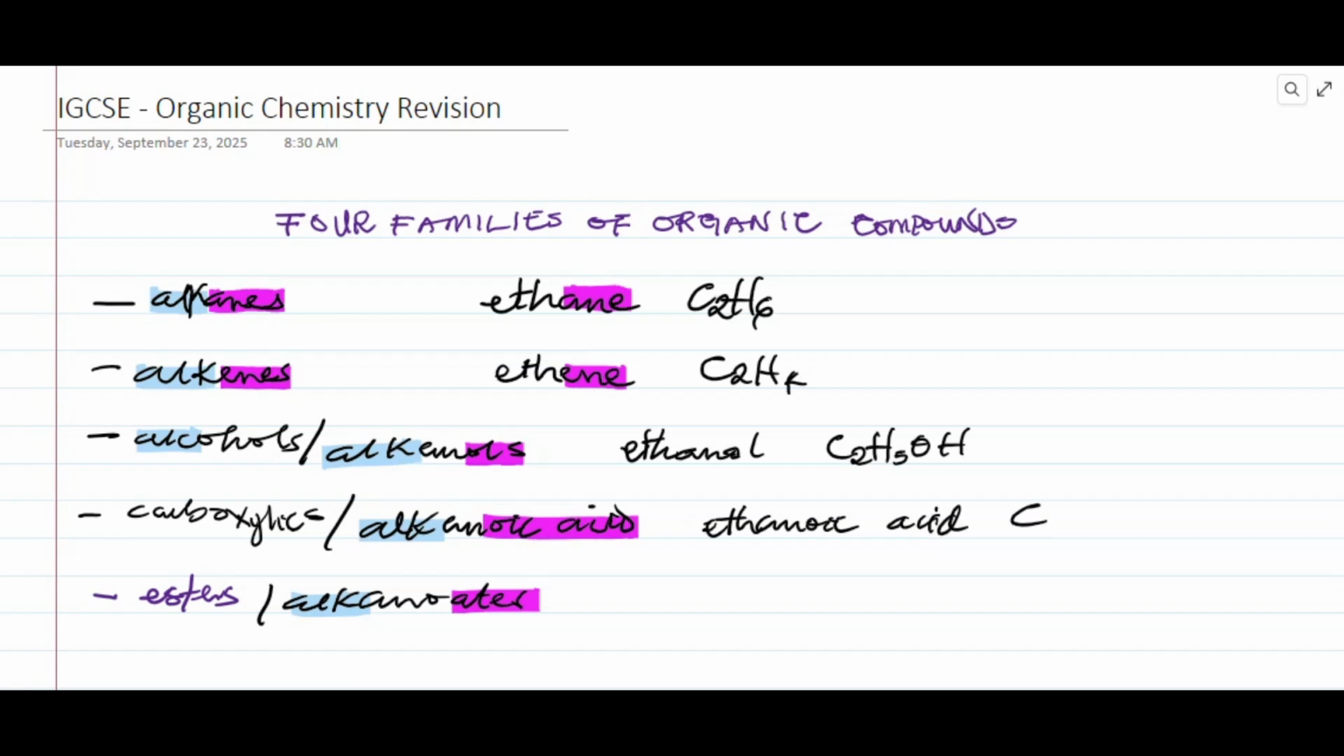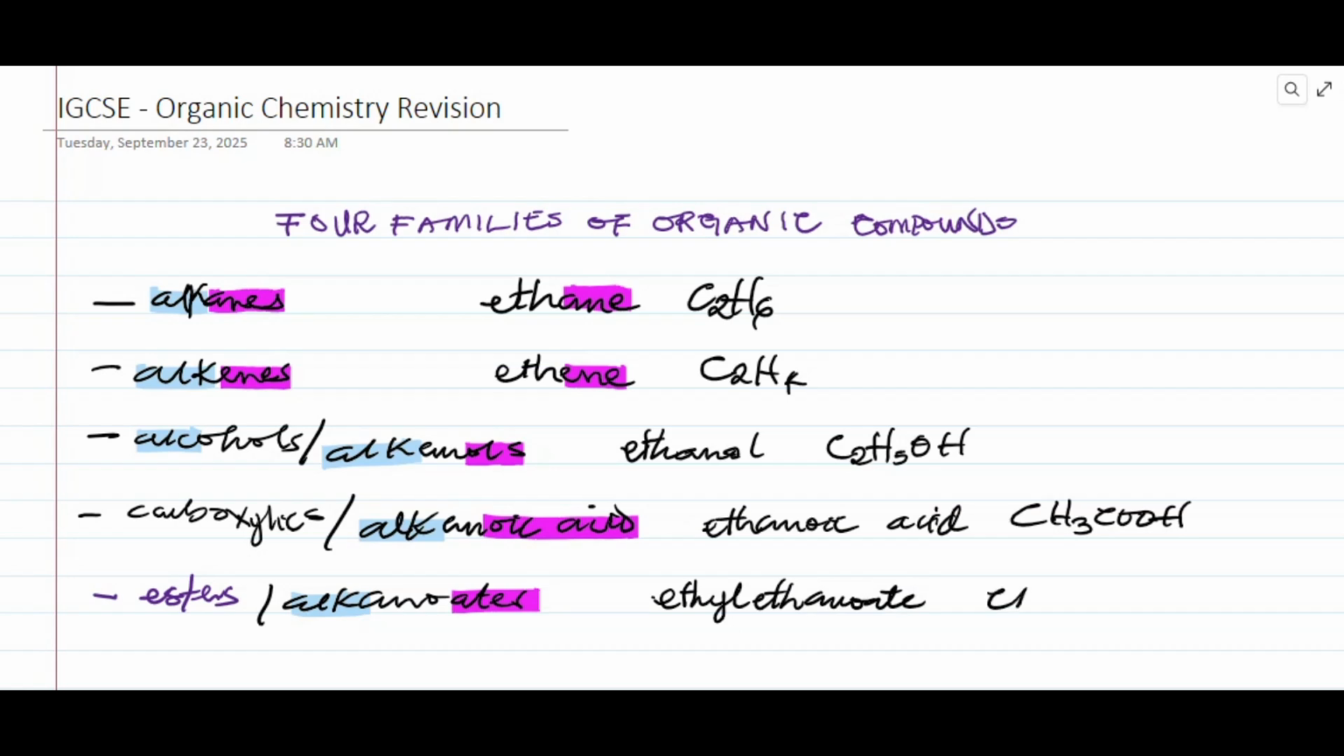And the formula for this is CH3COOH. So this is ethanoic acid. So for the esters, or alkanoates, we can write the name as, although we don't really need that for now, but let me just put that, ethyl ethanoate.